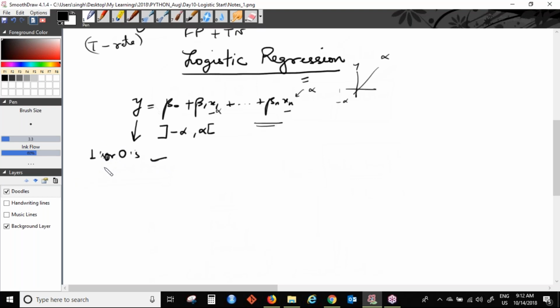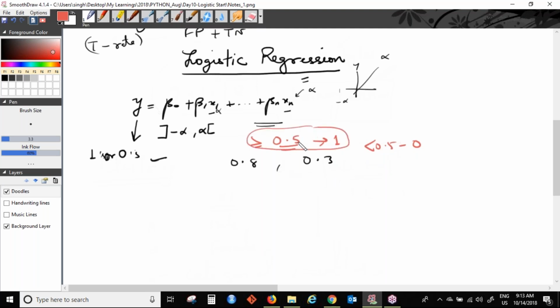If it is between ones and zeros, that is okay, because we can put a threshold and convert. So it need not be just 1 or 0. Let's say our value is 0.8 or 0.3. Let's say we have 0.5 as the threshold. Then whatever is above 0.5 is a 1 and whatever is below 0.5 is a 0.